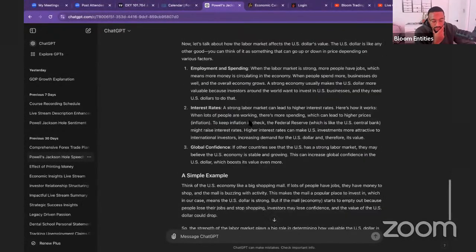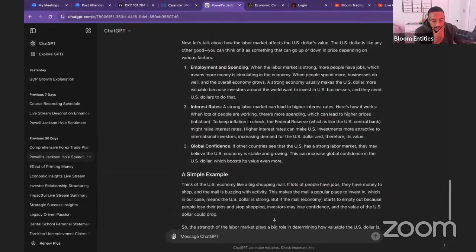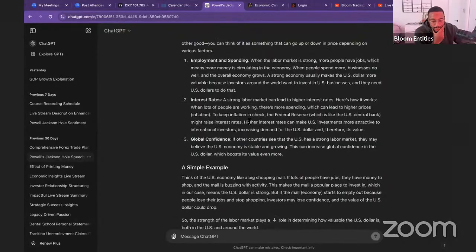That's interesting. And so certainly we've seen mentioned the current strength of our labor market, being relatively strong right now, which has led to high interest rates.